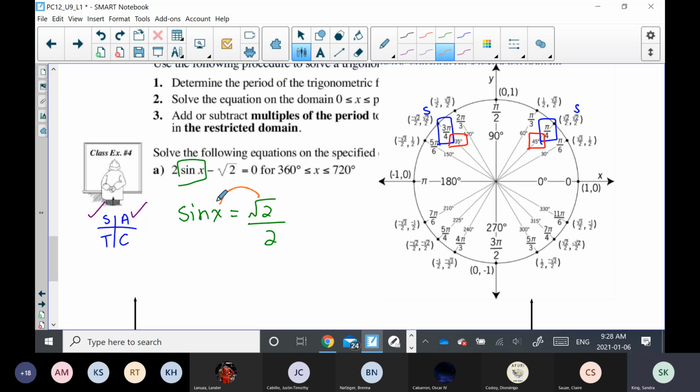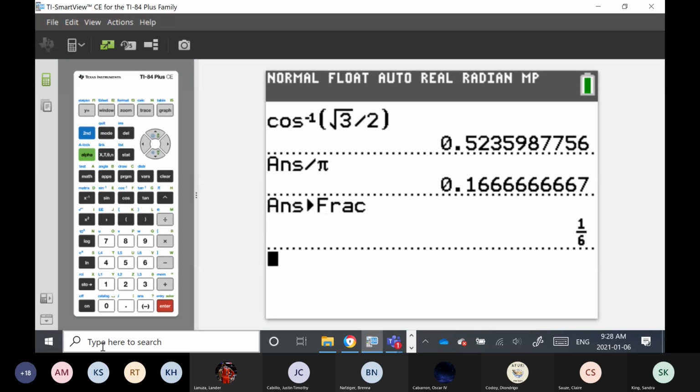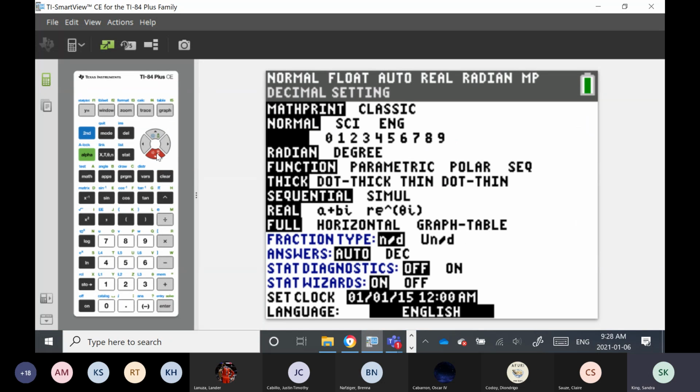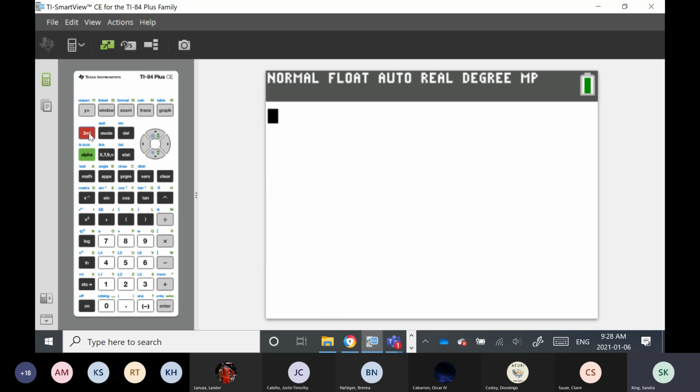So algebraically, the inverse sine of root 2 over 2, we have to be in degree mode on our calculator. So switch to degree. And let's do the inverse sine of the square root of 2. Make sure you scroll out or you'll get the wrong answer. Divided by 2. That gives us a 45-degree reference angle.